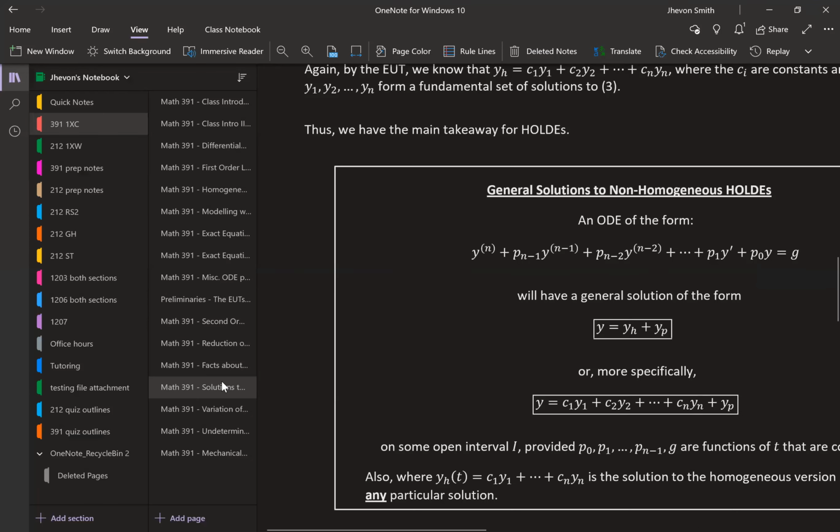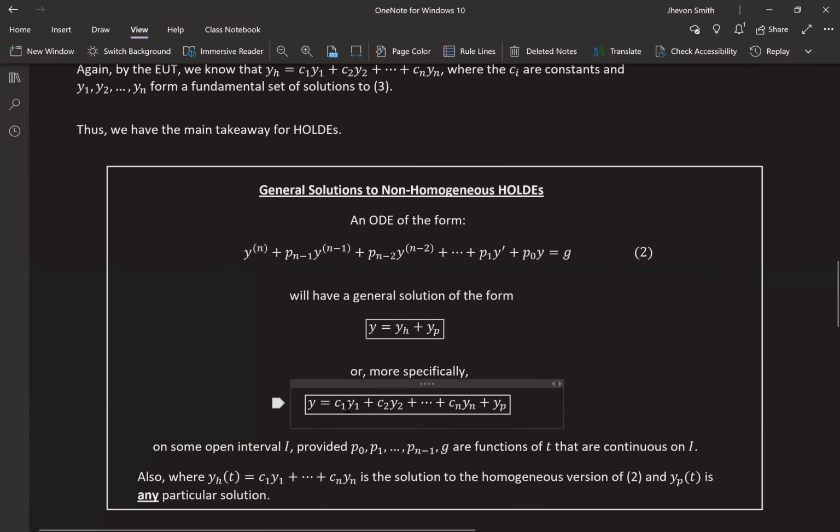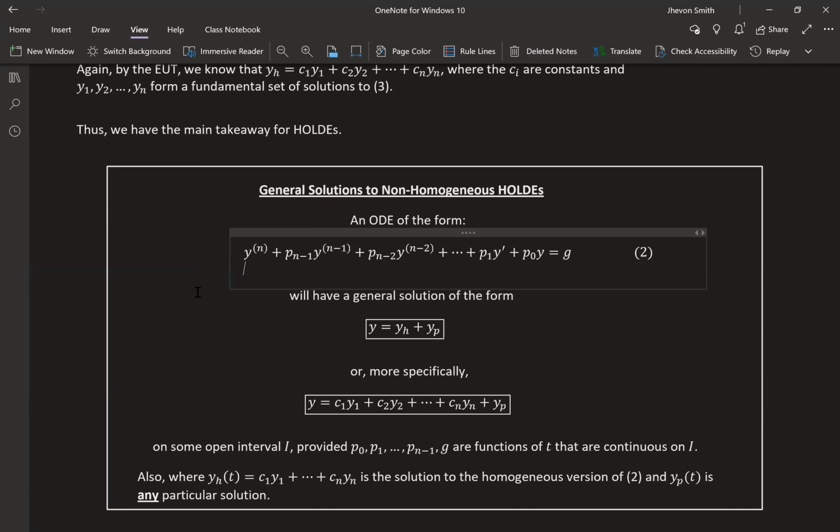And the form of that is known to be in this form: C1y1 plus C2y2 dot dot dot all the way up to Cnyn, where the y1 through yn are n linearly independent solutions. There are solutions that solve the equation when there is a 0 on the right side, and the Wronskian of all those guys is non-zero on any interval where you are working.